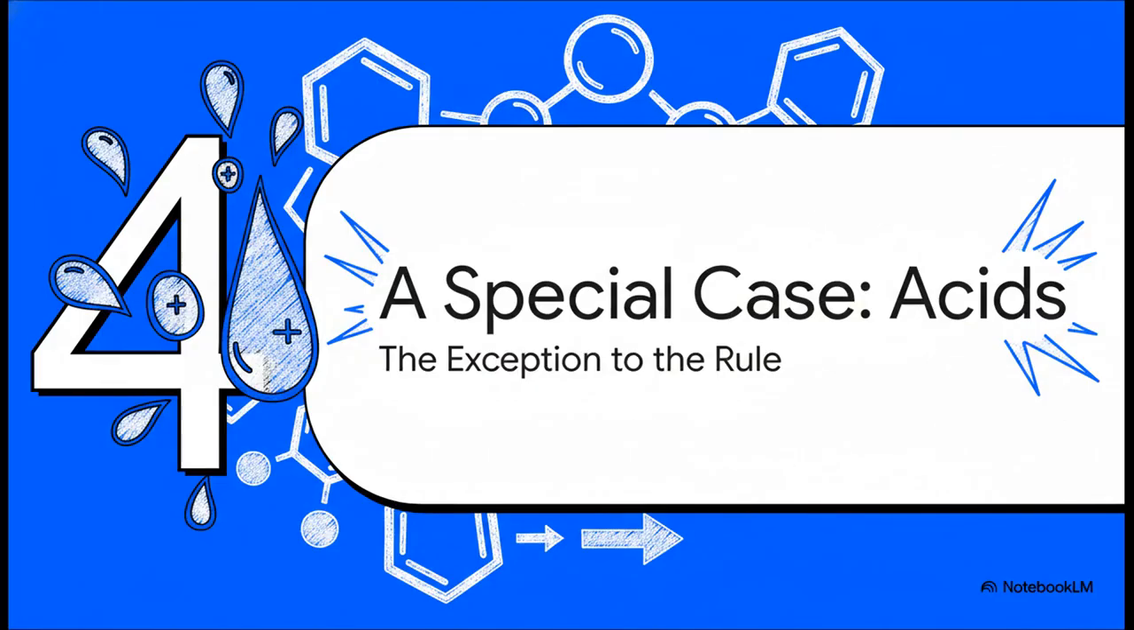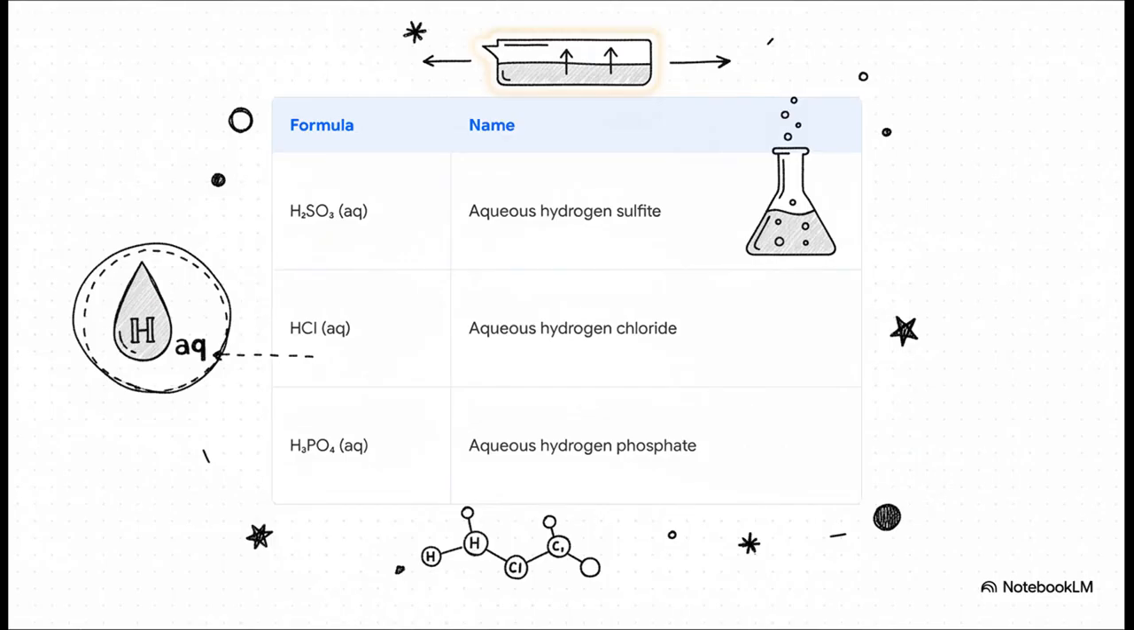Now for our last, really quick section. There's one group of compounds that kind of plays by its own rules, the acids. They're a special case, but luckily they follow a pretty clear pattern too. So how do you spot an acid? It's easy. Just look for 2 clues in the formula. First, it's going to start with H for hydrogen. And second, you'll see AQ at the end, which just means it's dissolved in water. If you see both, you've got yourself an acid.